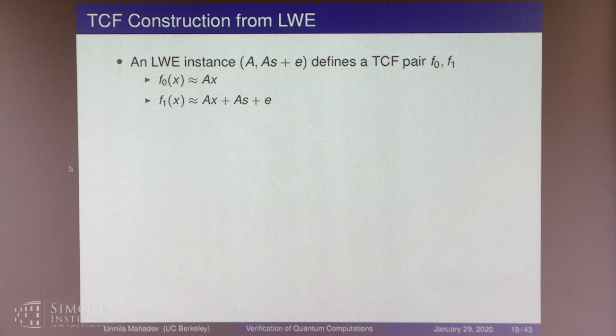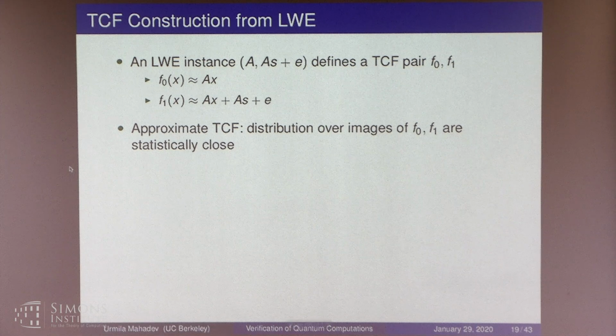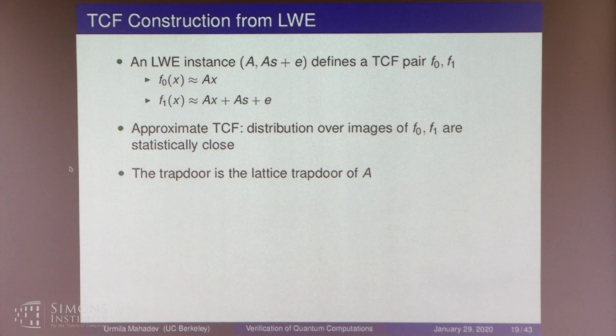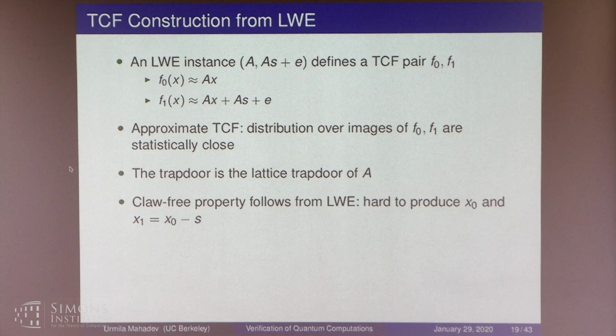I say approximately because both of these functions will be probabilistic functions. Both of them will be this lattice point perturbed by some error, and that's what makes them overlap. As long as we set the error appropriately, the images of these two functions will be statistically close. The trapdoor is easy, it's just the lattice trapdoor of A. The claw-free property is also pretty straightforward, because a claw x0 and x1 has the form x1 equals x0 minus s. So finding a claw x0 and x1 implies finding the LWE secret and breaking LWE.